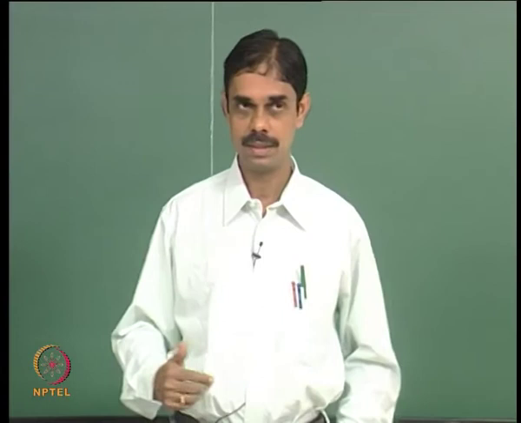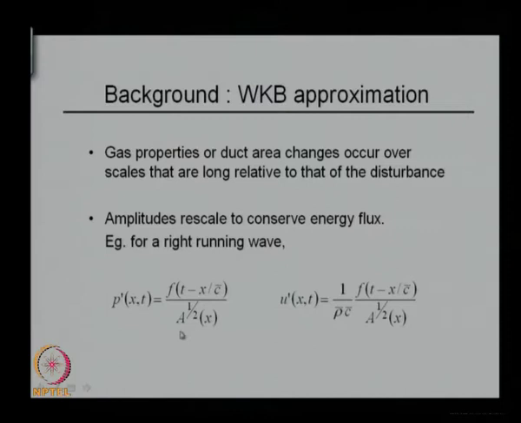And then we said that p of x comma t, that is the pressure, traditionally goes like f of t minus x over c, but that gets scaled by a factor of power half, or square root, of area. Similarly, the velocity, normally it is 1 over rho c times f of t minus x over c, but it scales by 1 over square root of area. And together, if you look at area times pressure times velocity, which is like the power flow, that would be independent of x. So that is the idea.